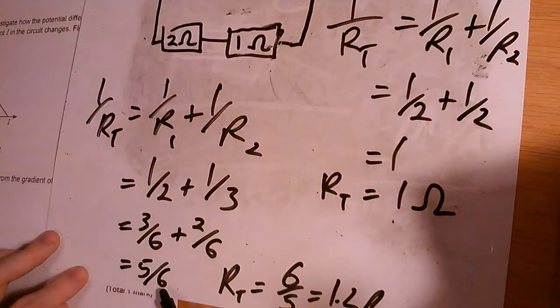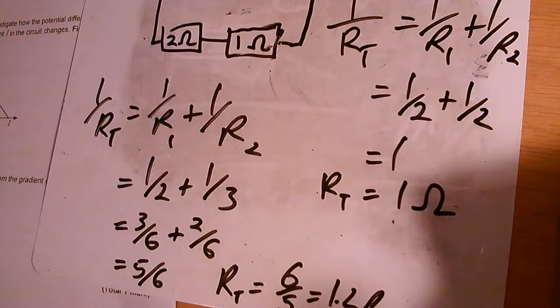But 1 over RT comes out as 5 over 6. So therefore RT is 6 over 5. We've flipped it, which is 1.2 ohms, which was option B. So question 18 you're looking at B.